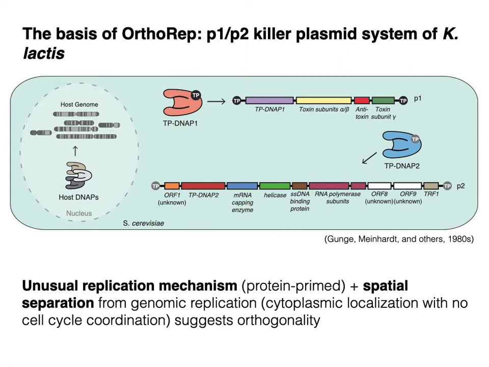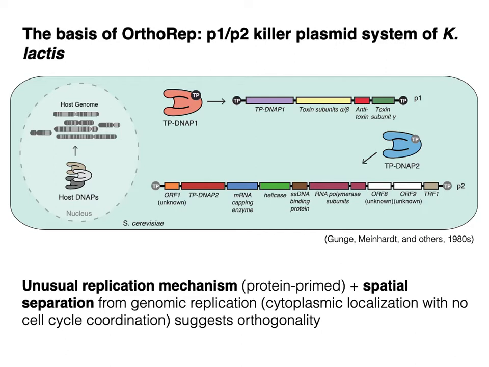To build OrthoRep, we didn't assemble a replication system from scratch, but instead we borrowed from nature. We hijacked a very interesting and unusual replication system found in Kluyveromyces lactis. As described in the 80s, some strains of K. lactis have DNA plasmids in their cytoplasms, and it caught our attention that these plasmids actually encode their own DNA polymerases. It was speculated by the researchers that discovered these so-called killer plasmids, because they encode naturally a killer phenotype for the yeast.